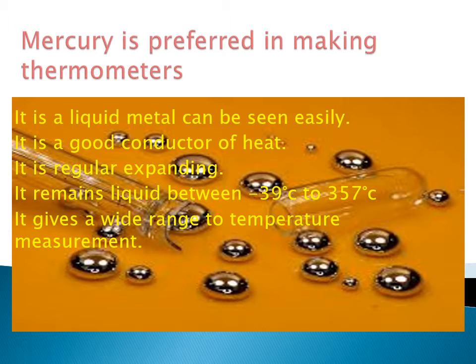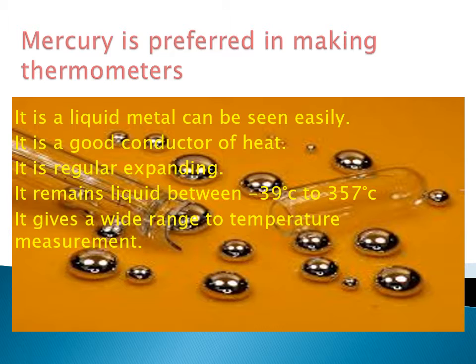Why is mercury preferred in making thermometers? First, mercury is a liquid metal. It can be seen easily. It is silver in color, so I can see it easily. Number two, it's a good conductor of heat. It allows heat to pass through, so it expands. Number three, it is a regularly expanding material.